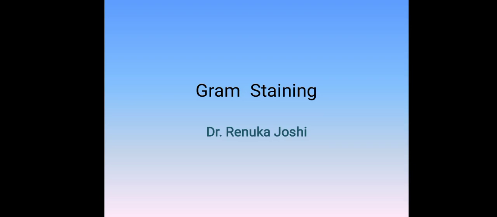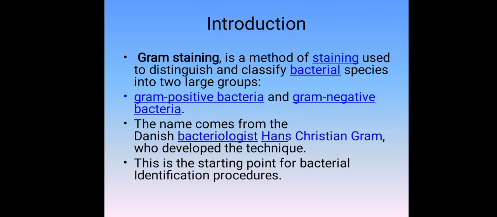Today we are dealing with another important staining technique, which acts as an initial technique for the identification of bacteria, that is the Gram staining procedure. Majorly this Gram staining procedure is the method of staining used for distinguishing or classifying bacterial species into two large groups, that is the Gram positive bacteria and the Gram negative bacteria.